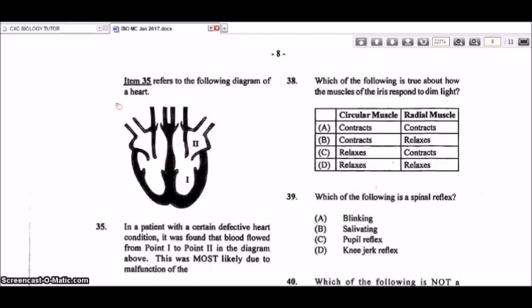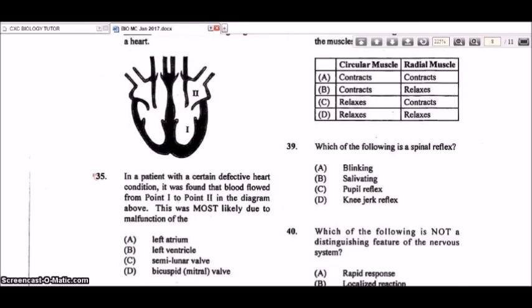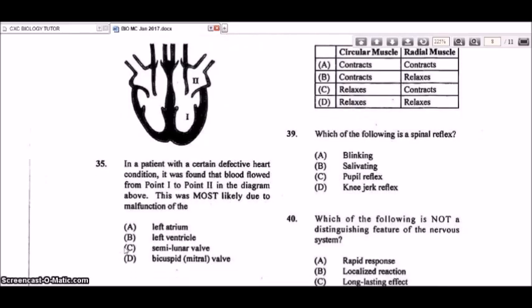Item 35 refers to the following diagram of a heart. In a patient with a certain defective heart condition, it is found that blood flowed from point 1 to point 2 in the diagram above. So we're having the flow from 1 going into 2. So this was most likely due to malfunction of the bicuspid valve.